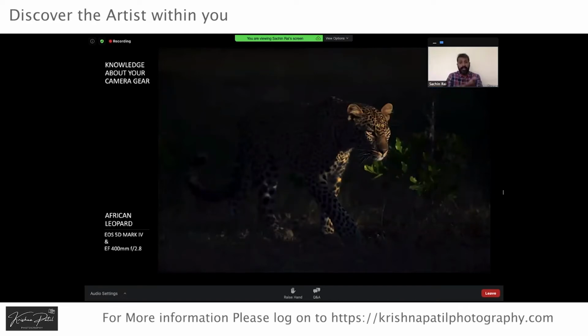Knowledge about your camera gear. Now this is a picture that I have underexposed by more than 2 stops, if I remember correctly. 2 stops is way too much light that I've cut down. That is because I wanted to highlight the display.